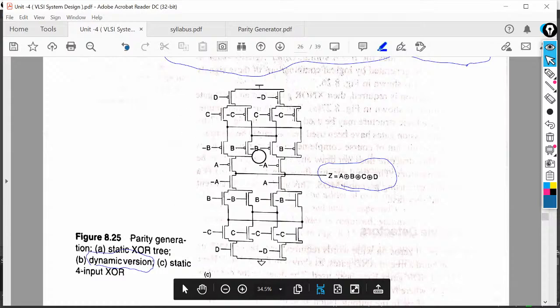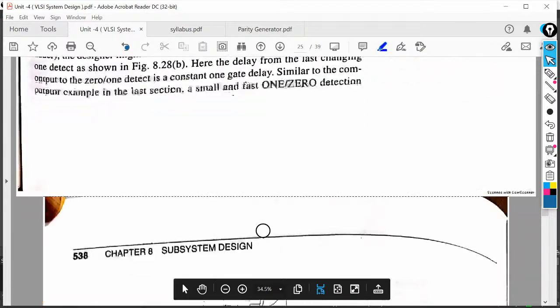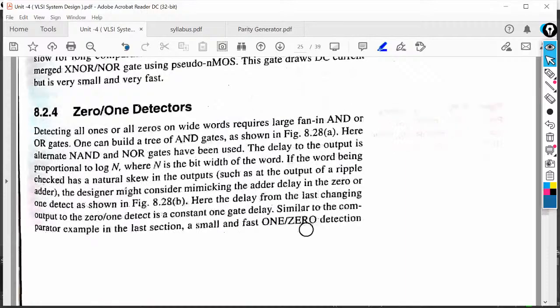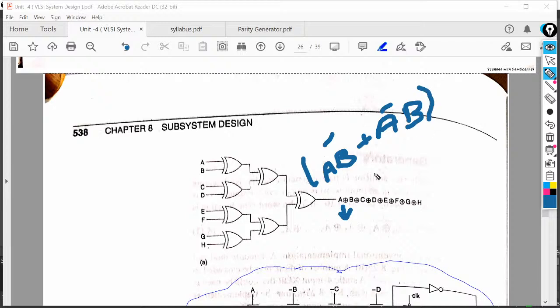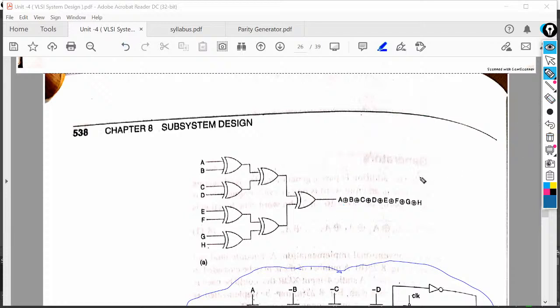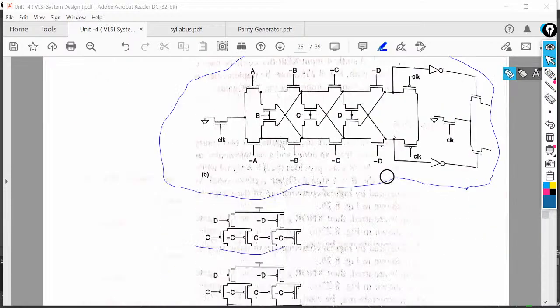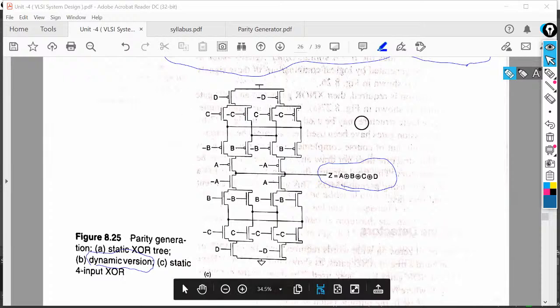How can we get this diagram? We already know the expansion of A XOR B: A XOR B means A B bar plus A bar B. Similarly, C XOR D means C D bar plus C bar D. And at last, when we take the XOR of these two, we will get an SOP form equation with different terms, and we will get these terms when we expand this simple static circuit.